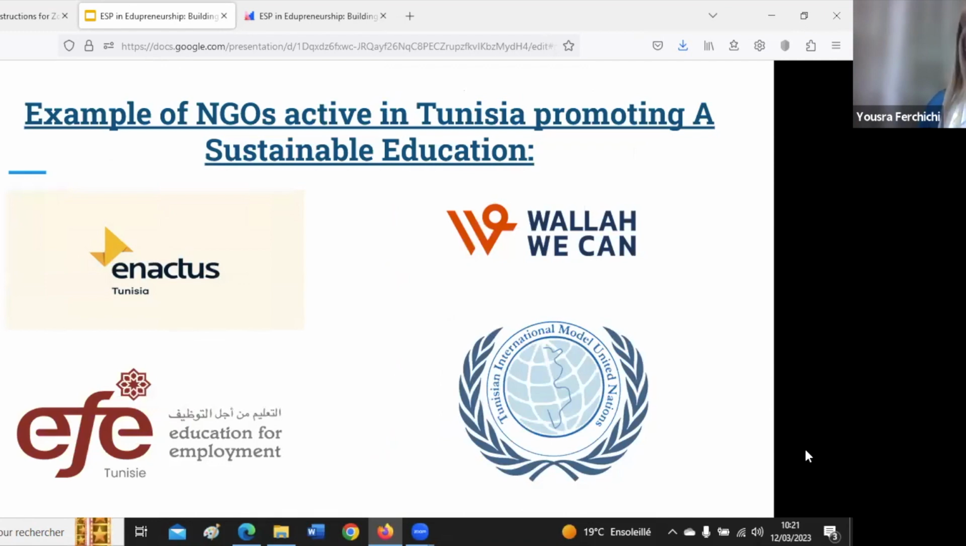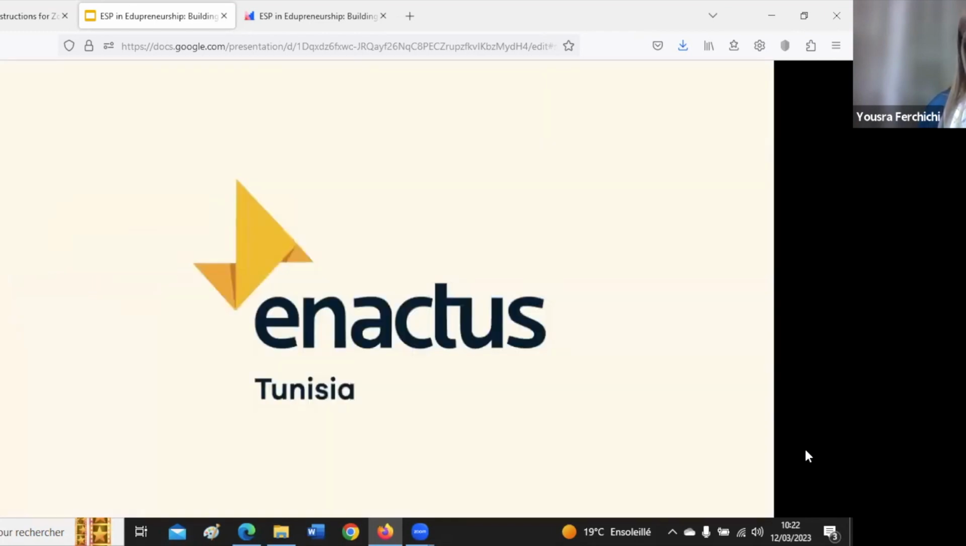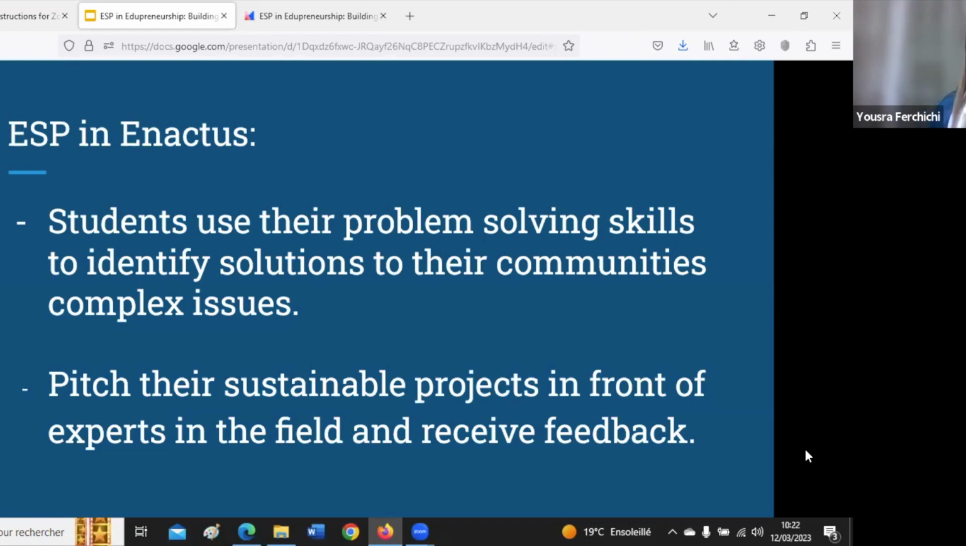Here, I've chosen for you 4 examples of NGOs active in promoting sustainable education: Enactus Tunisia, the association Wallah We Can, the Tunisian International Model United Nations, and EFE, which is Education for Employment. I was a jury member for my students pitching their projects for Enactus. And I'll be talking about the role of English in all this, how English was used as a communicative tool and also as a competence builder for students.